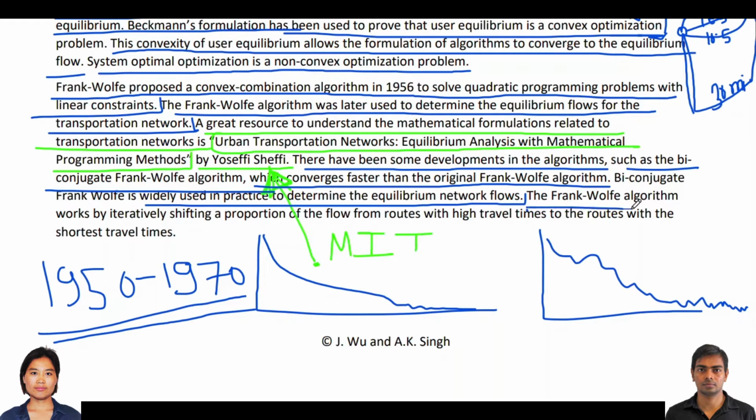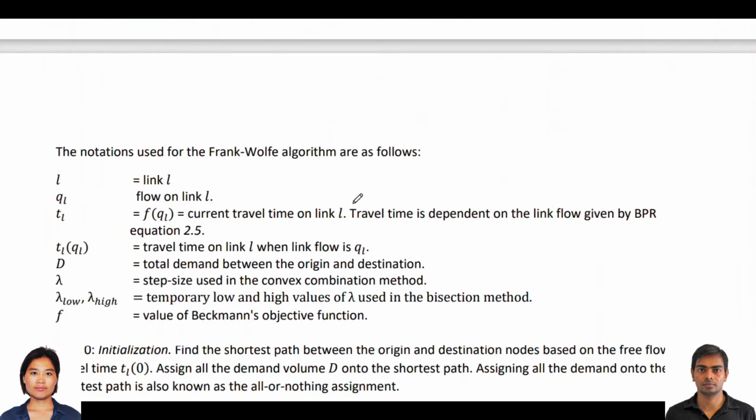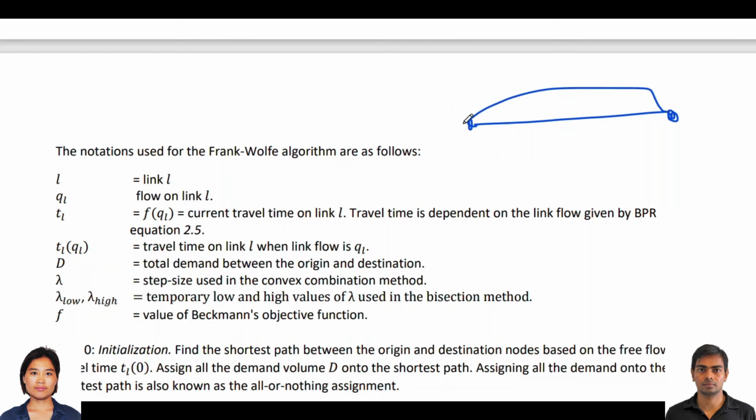Frank-Wolfe algorithm works by iteratively shifting a proportion of flow from routes with higher travel time to the route with shorter travel time. So the way Frank-Wolfe algorithm works is, first, let's say these are origin, destination, and there are three routes. So first, all-or-nothing assignment is done. So all the trips, let's say there are 100 vehicles, are assigned to the shortest route. Then the travel time on this route goes up.